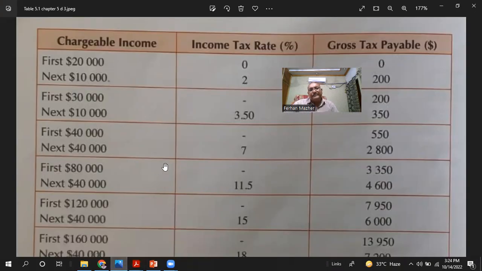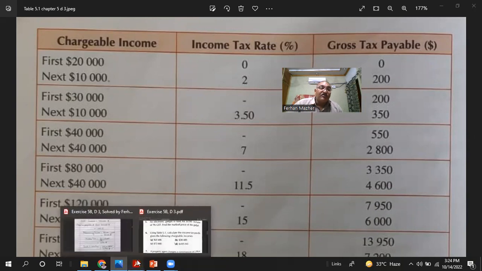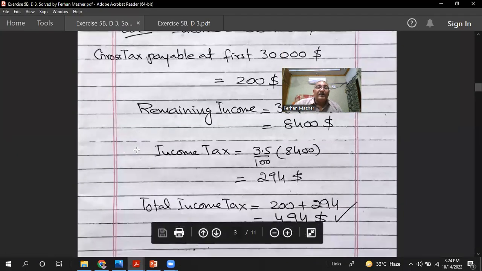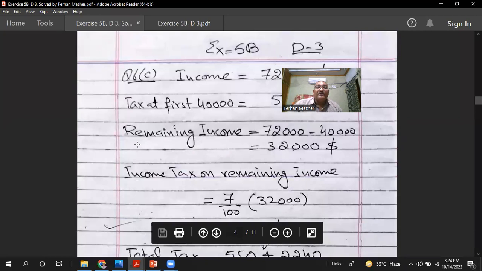So the remaining income on the first $40,000, you have the tax $550, and so how much is the remaining amount? 72,000 minus 40,000. So the remaining amount is $32,000. So on that $32,000, the tax is 7%. So let me do the process, and then we will see how much is the total tax payable. So we are going to the C part.